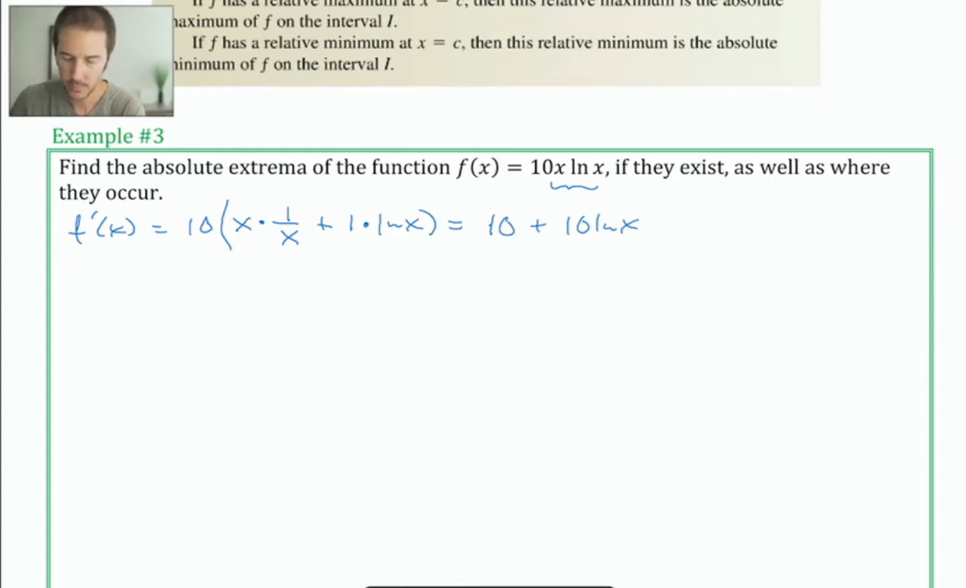I distributed the multiplication by 10 and I reduced here. X divided by x cancels out and turns into a 1. And therefore we take the 10 and we distribute it and multiply it by the 1 and we get this 10. And then we take the 10 and we distribute it over here to the natural log of x and we get 10 natural log of x. Alright, so now you know where all of this stuff came from. Great. Let's take that and set it equal to 0.